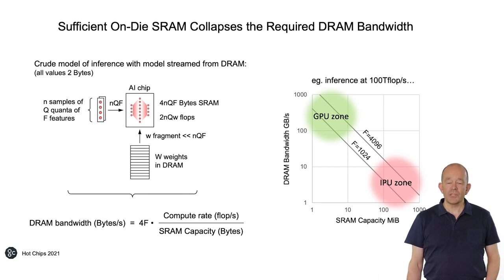The graph on the right shows this for a chip executing at 100 teraflops per second, with feature dimensions of 1000 or 4000. The GPU succeeds with small on-chip state and large off-chip bandwidth, and the IPU equally succeeds with its large on-die SRAM, which collapses the required off-chip bandwidth to a few gigabytes per second. The IPU memory system has the net advantage, because that large DRAM needed for potent AI models will be 10 times cheaper.